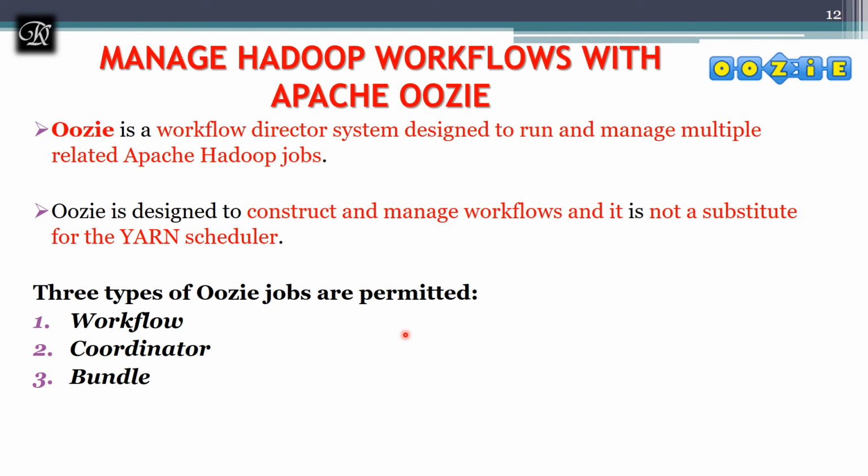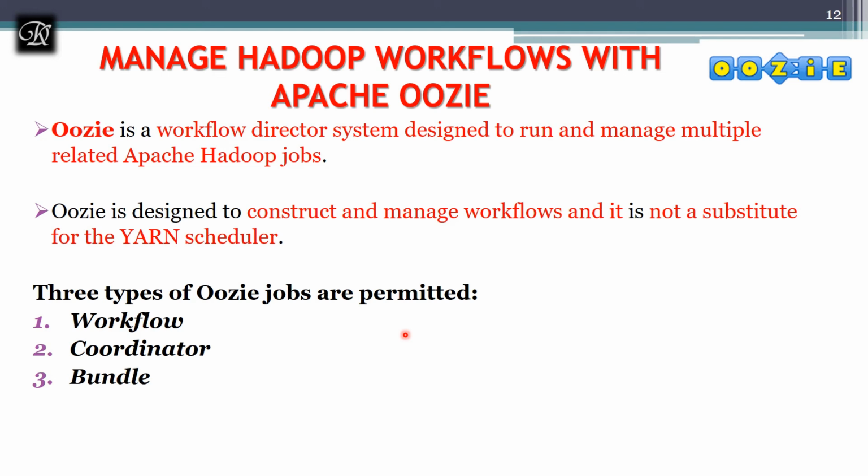So why do we need this? Oozie provides a job scheduling system, and it provides integration to the Hadoop framework. With this, we can run multiple Hadoop jobs in parallel. That is the main intention behind Apache Oozie. Oozie is a workflow director system designed to run and manage multiple related Hadoop jobs.